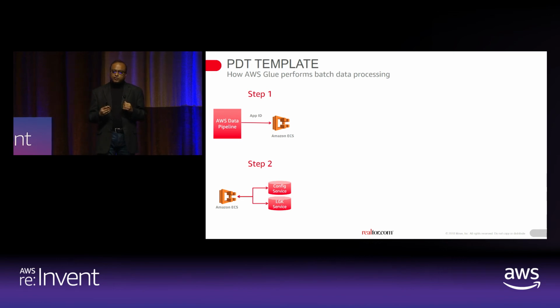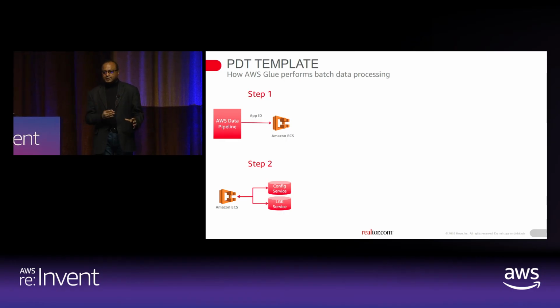Then we have another service called the last good key service that we have built, which keeps track of what was the last partition, last day, last hour, that has been successfully processed, so that the next time the script is running, it knows to go to the last good key service for this app, find out where it should start from, and go from that point onwards.